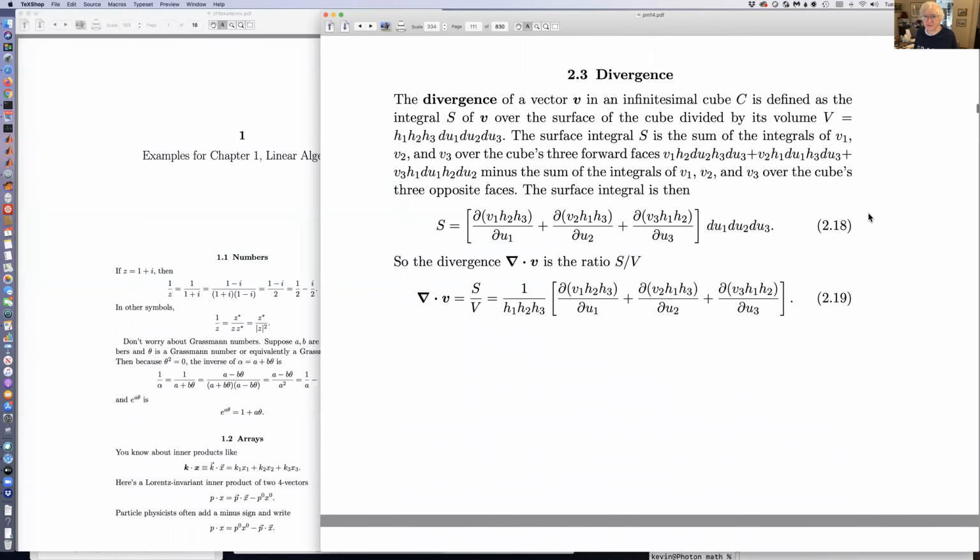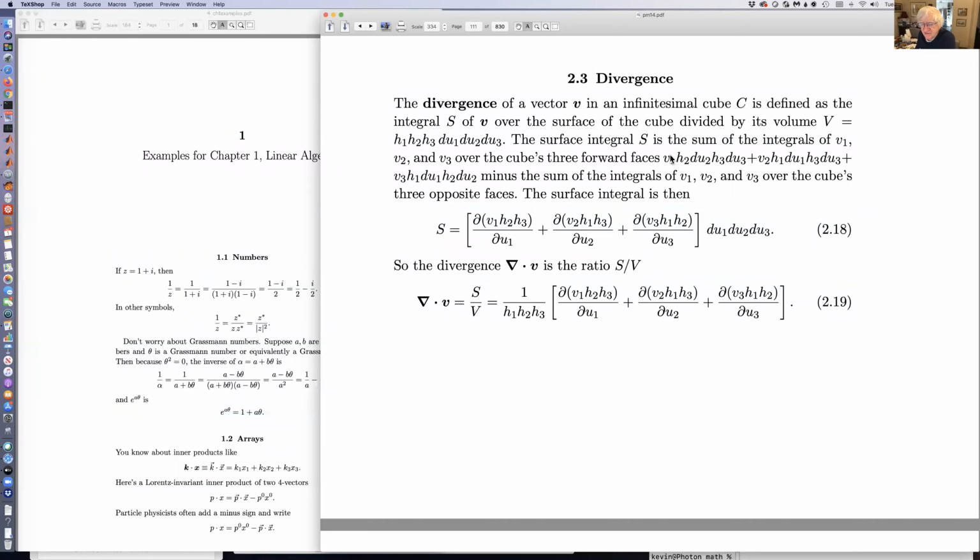Now, the divergence of a vector is defined infinitesimally by taking an infinitesimal cube and computing the integral of the vector over the surface of the cube divided by the volume of the cube. And the surface integral of V is the sum of the integrals of V1, V2, V3 over the cube's 3 forward faces minus the sum of the integrals over the 3 backward faces.